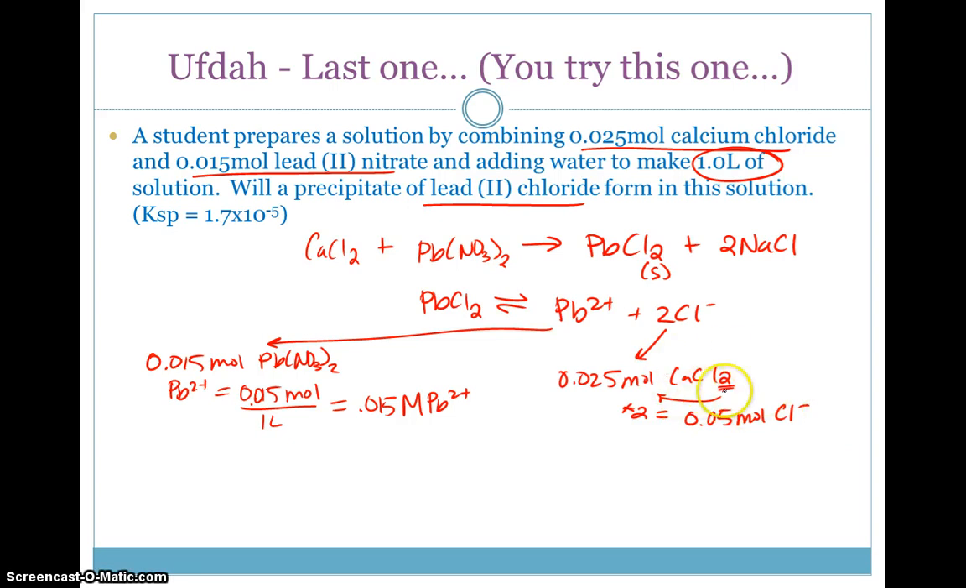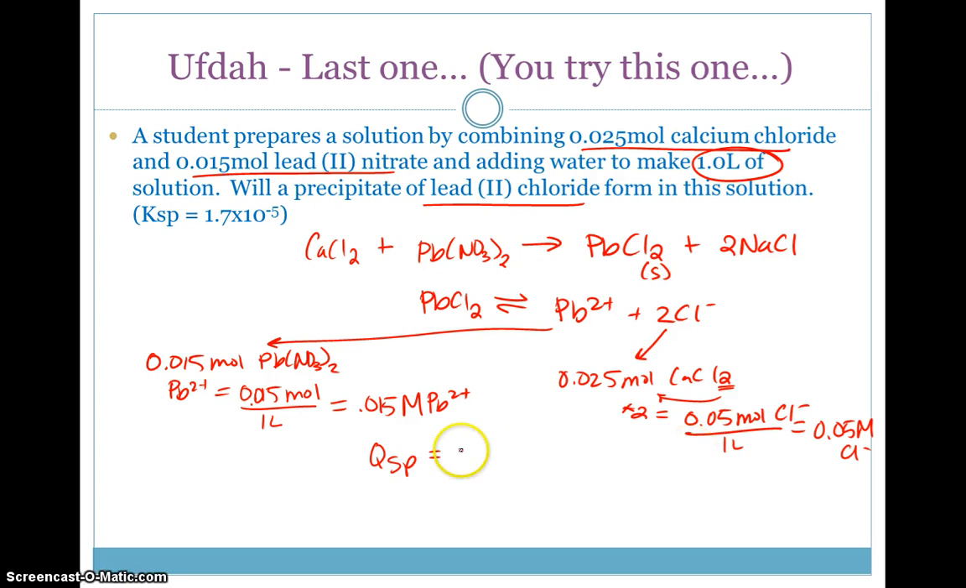Because every time this dissolves, I'm getting 2 of these ions. So if I dissolve 0.025 moles of my compound, I'm actually getting twice as many ions in my container. I'm going to divide this by my 1 liter again, and that tells me it's 0.05 molar of my Cl minus ions. So now we can go ahead and start to plug those numbers into our Qsp.